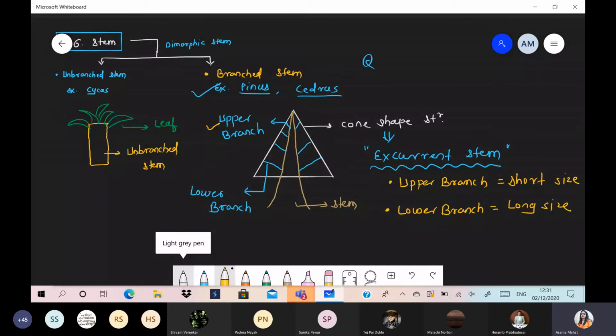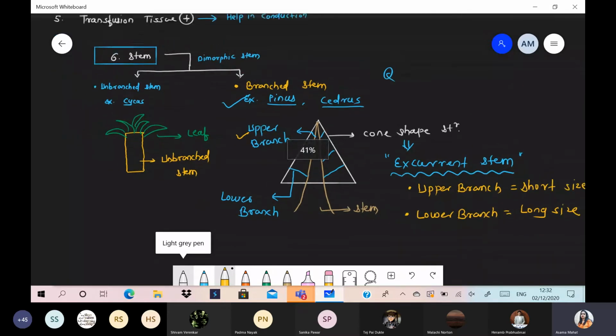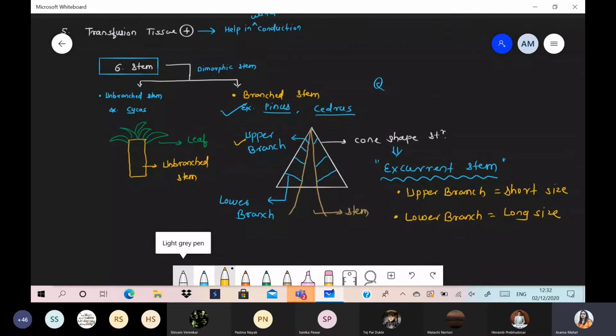Now, many branches are present, but those branches have variation. What kind of variation? On the upper side, there is a short size, and toward the lower side, there is a long size of branch. Because of such variation in branches, short size as well as long size, they form a typical type of stem arrangement. Such a stem arrangement is called the excurrent type of stem, also called the cone shape stem.